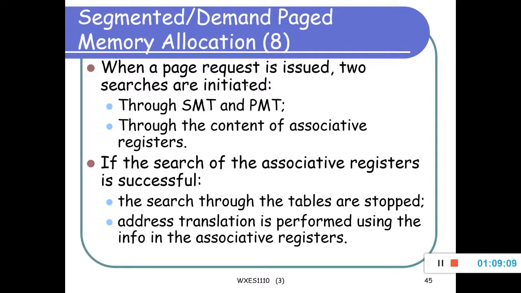When a page request is issued, two searches are initiated through SMT and PMT to the content of associative registers. If the search of SMT memory fails, no time is lost because the search through SMT and PMT has already begun. If the search accelerator is successful, the search through the tables is stopped and address translation is performed using the info in the associative registers.